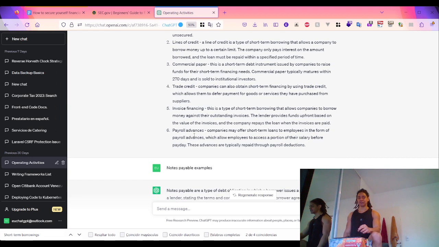Invoice financing. Okay, so trade credits are a way to defer the payment of goods and services the company receives from suppliers. In other words, it's like saying, hey, I owe you this basket of grapes, and I will repay you next month, right?